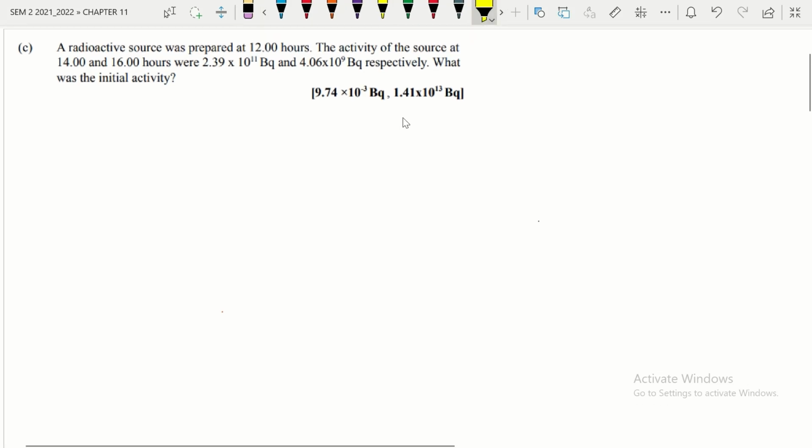So now we will continue with tutorial question chapter 11 number 4C. A radioactive source was prepared at 12 hours. Okay, maksudnya dia is prepared at pukul 12. And the activity of the source at 14 and 16 hours were 2.39 times 10 to the power of 11 becquerel and 4.06 times 10 to the power of 9 becquerel respectively. What is the initial activity? So dia minta kita cari initial activity.